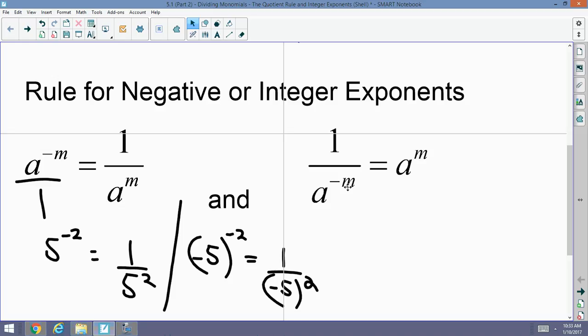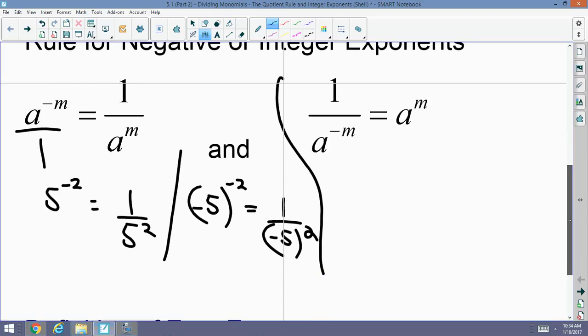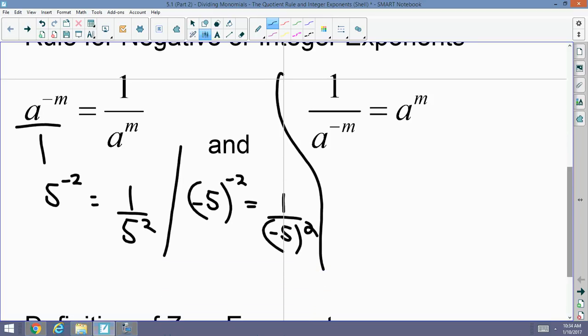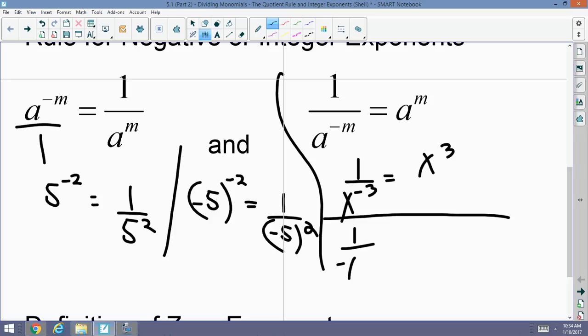Now be very careful. Let me show you some pitfalls. Let's do variables. Let's say I have 1 over x to the negative 3. That will equal x to the third. If I have 1 over negative x to the negative 3, now let's see who's really understanding this.